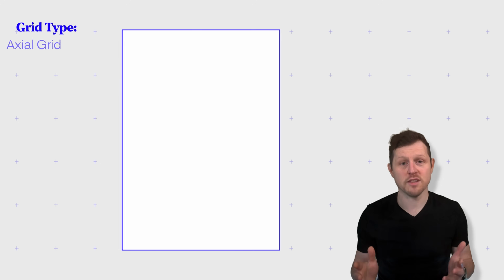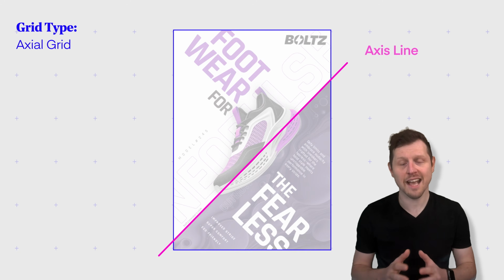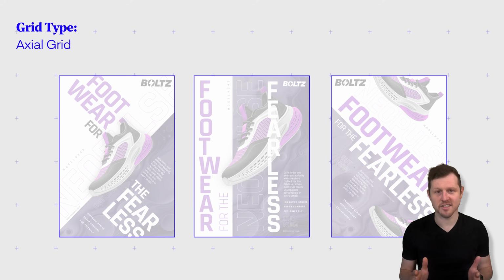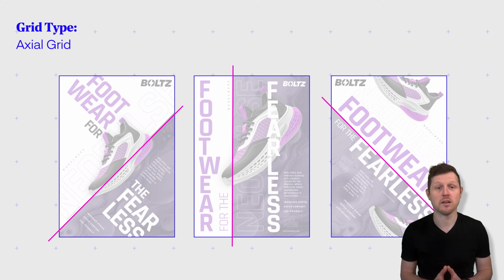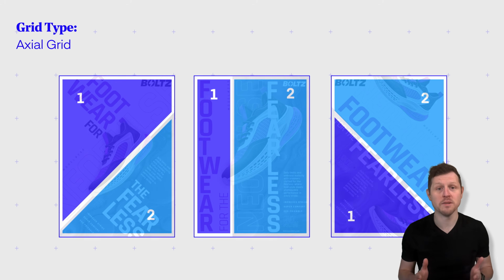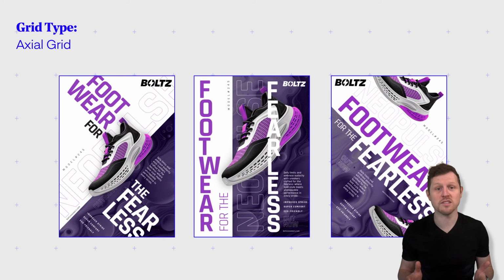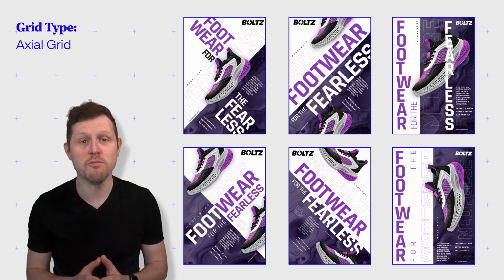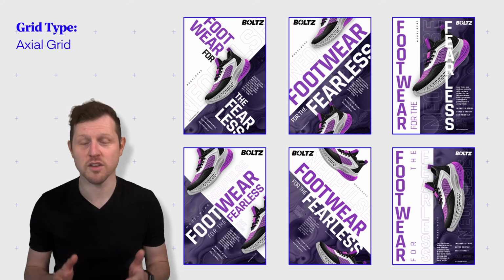Now this is a grid system where a distinct axis line runs along or through a composition. This axis line can be horizontal, vertical or diagonal in different directions and will typically divide a composition into two distinct zones, where text and images can then be placed or aligned on either side of the axis line. Now this can generate a lot of movement in a composition and create a lot of impact.